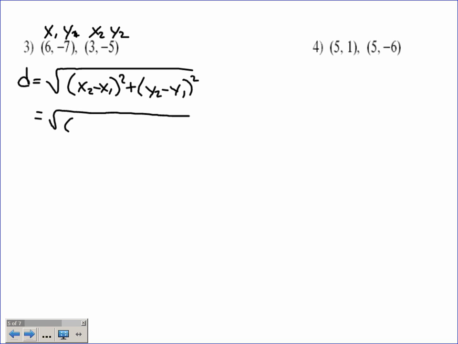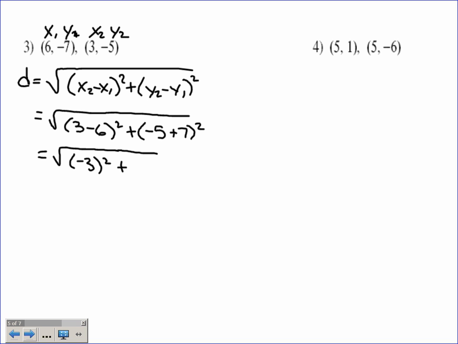3? Yes. Okay? You said -5 minus a -7. Minus a negative is the same thing as plus. Add a line, change the sign. Okay? So what's 3 minus 6? -3. What is -5 plus 7?